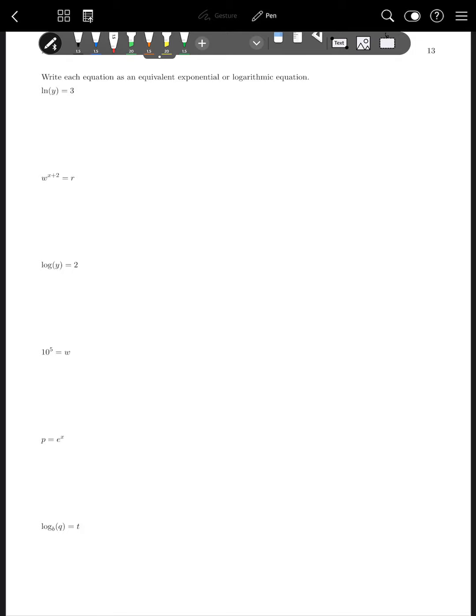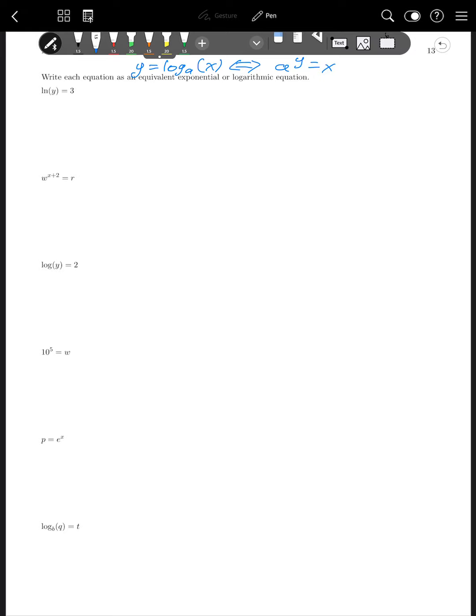So if you recall from the first page of the notes today, the definition said that y equals log base a of x if and only if, so it goes both directions, a to the y equals x. So the idea is you can take the base of a logarithm or the base of an exponential and move it to the other side of the equation and make it the base of the other operation or the other function.